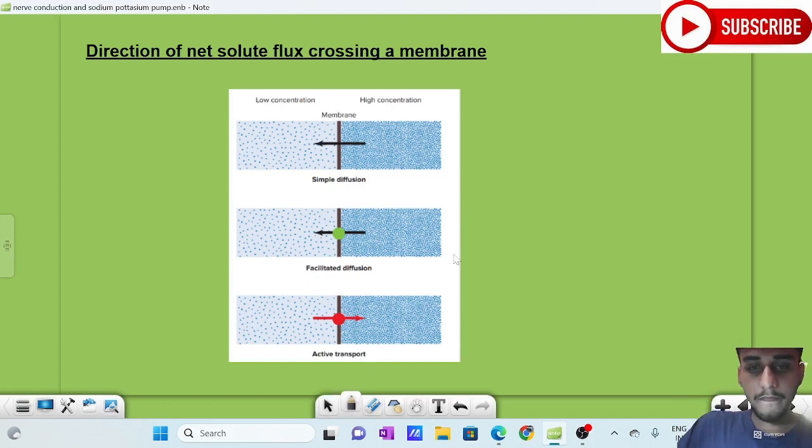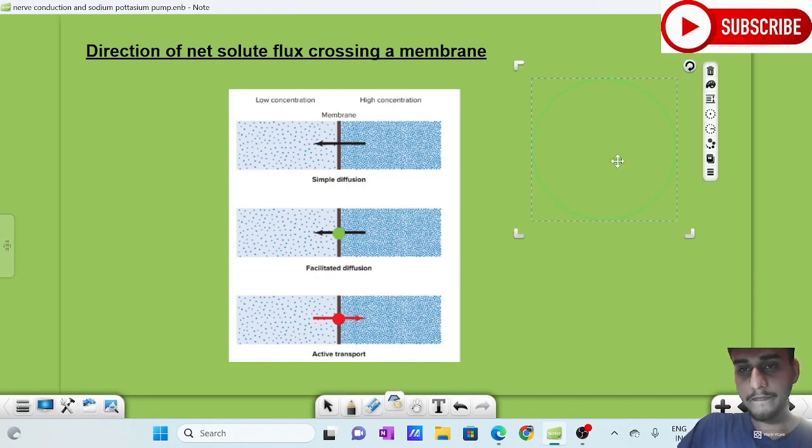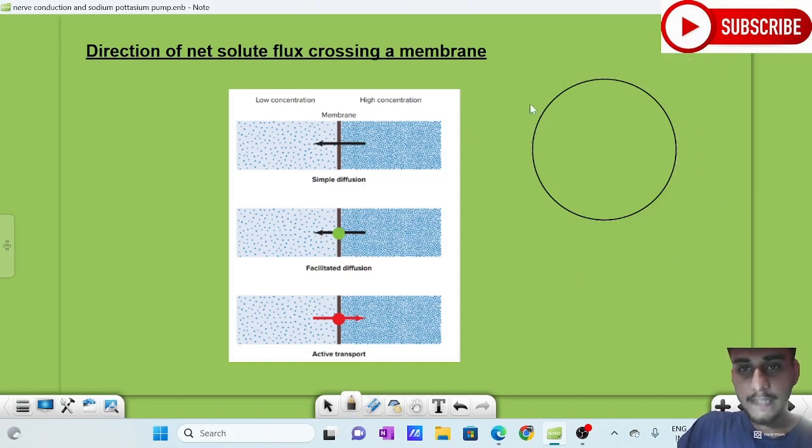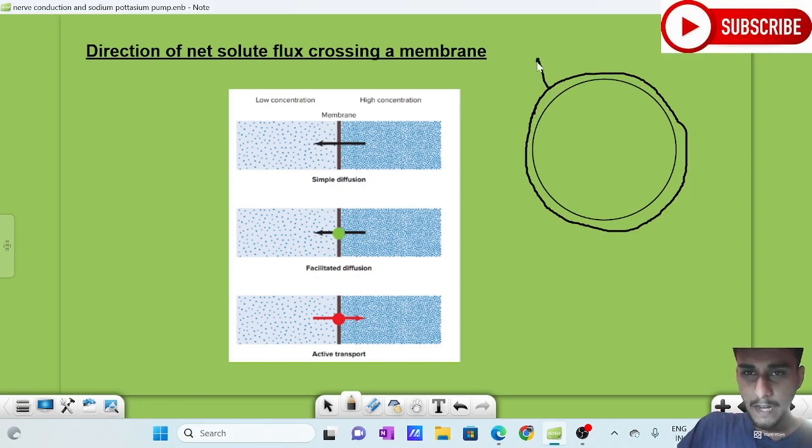I am drawing a cell here. Consider it as a cell. Usually it has a plasma membrane. This is the plasma membrane. So the cell has an outer membrane, the plasma membrane, and also an inner membrane, because we know that the plasma membrane is a lipid bilayer. It consists of a lipid bilayer.